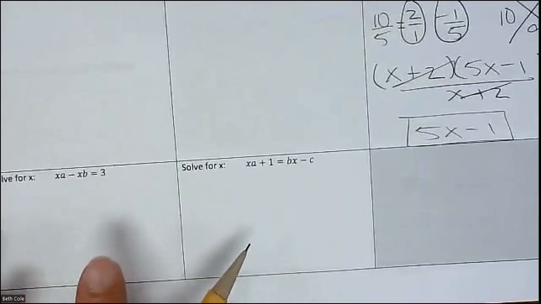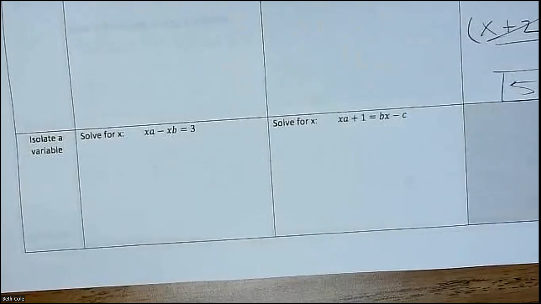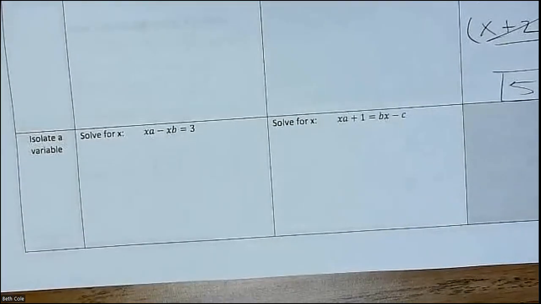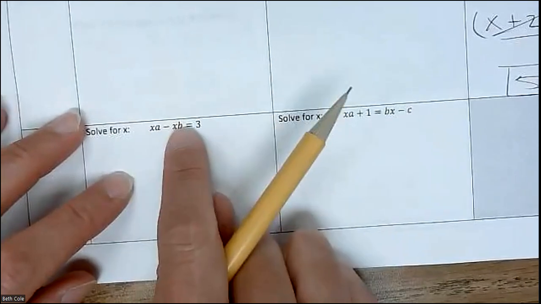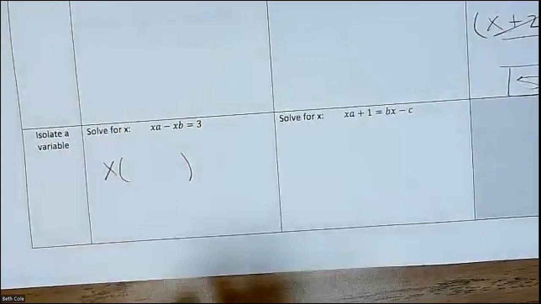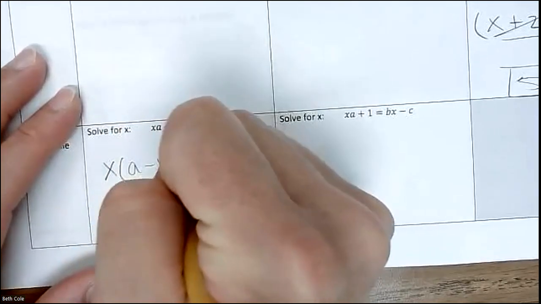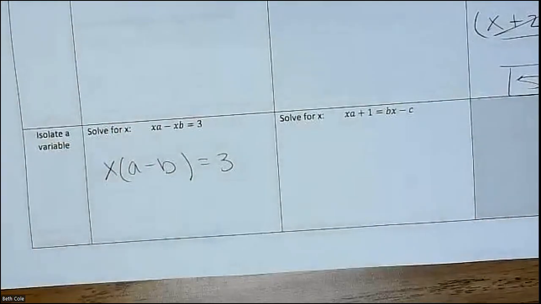So this is isolating a variable. This is tough. But what does the word isolate mean? Single it out, like make it be by itself. If you're isolated, you're alone. Do you see how both of these terms have an x? So you're going to put x, put a parenthesis. What's left once you remove the x? A minus b. Good, like the other stuff.